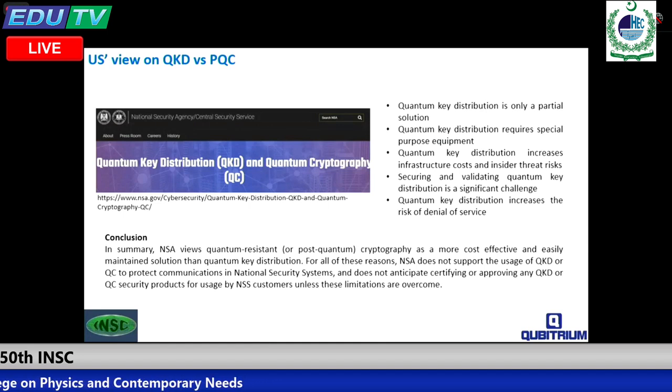So that is not a justification either. And then validating quantum key distribution is a significant challenge. Well, that is correct, but sometimes you need to go into the challenges if there's a good solution. And risk of denial of service, that's also true, but at the same time, any type of cryptographic protocols are vulnerable against denial of service attacks. What if someone puts an RF jammer? You stop communicating. So I don't think that's a justification either. So that's why these justifications from this report do not explain this statement.